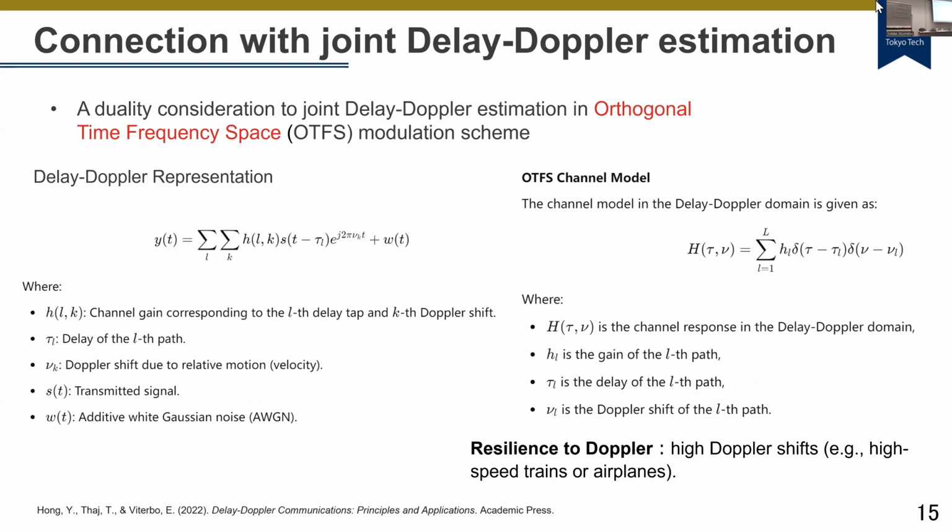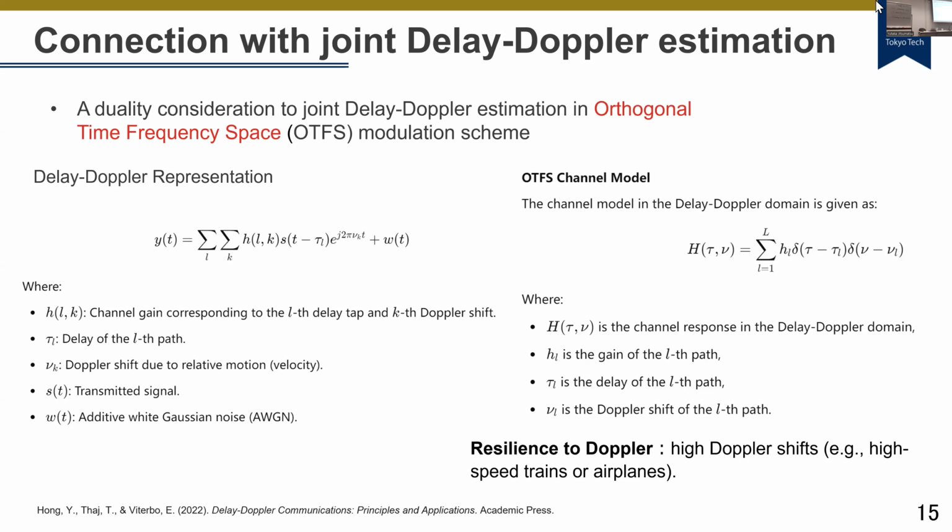Actually, as I mentioned, this one is the received signal represented by delay and Doppler. It has multipath, so there are L paths, and K is the number of Doppler shifts. The right one is the OTFS channel. We extract this term to represent the channel model in the Doppler and delay domain. I represent this to connect this signal model with our signal model.